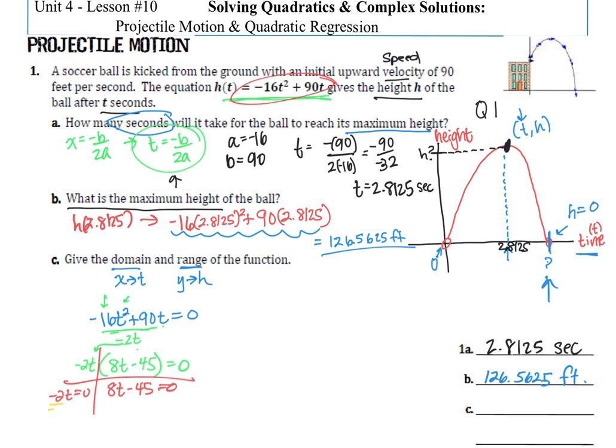So on the left, we would divide by negative 2, and we get t equals 0, which does make sense because we know that the ball started at a time of 0 on the ground. That's when all of this started.